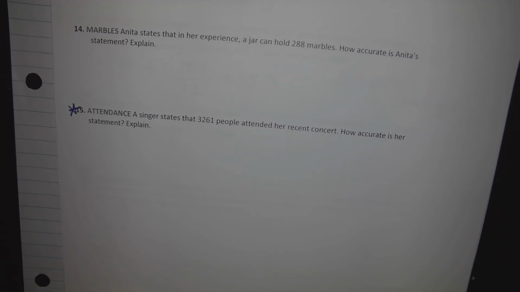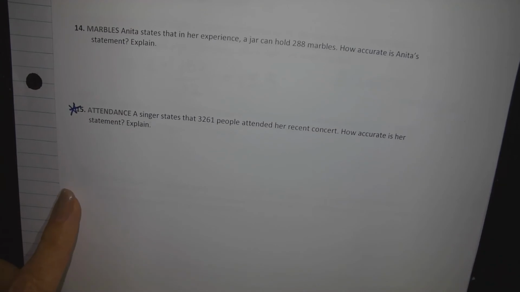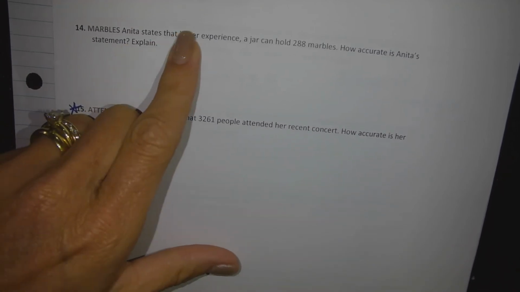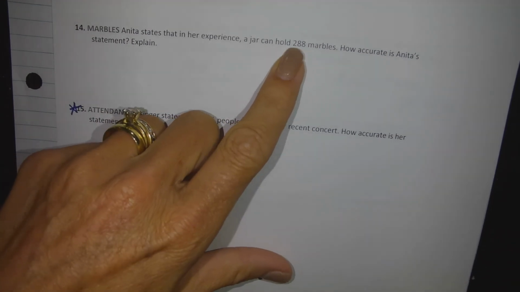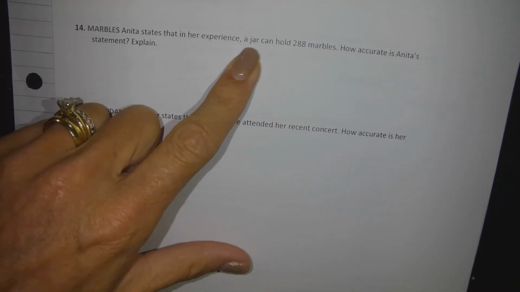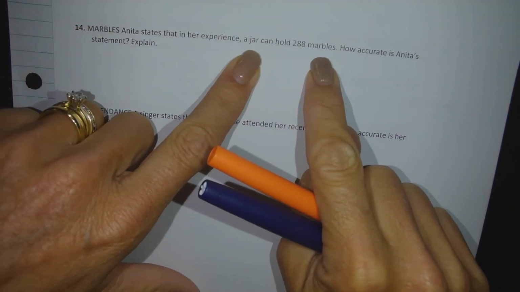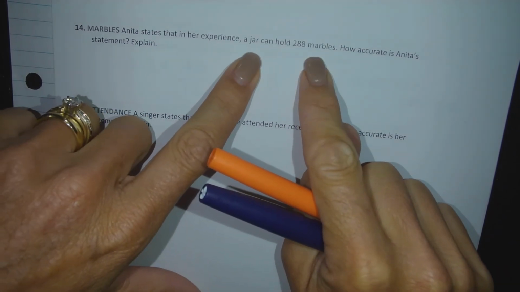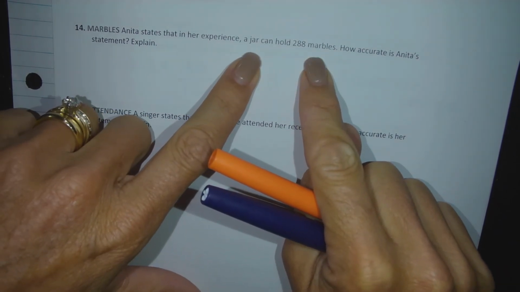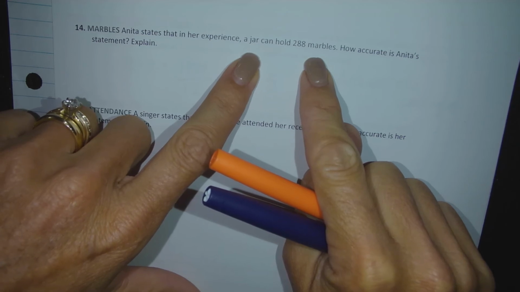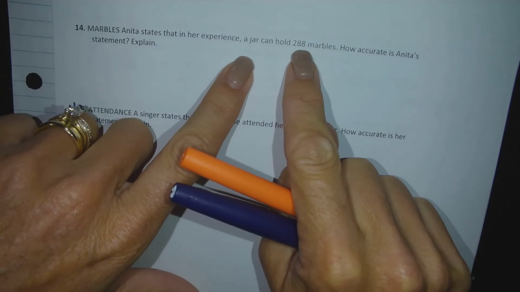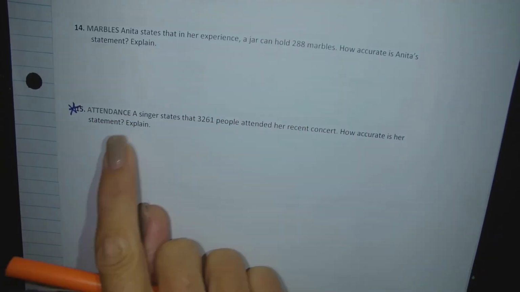Before you answer that, let's look at 14 real quick. We're not doing it. I just want you to read it. Anita states in her experience, a jar can hold 288 marbles. There's 2 problems with this one. What do you not know? A jar. It doesn't specify what kind of jar. How big is the jar? We don't know. How big are the marbles? We don't know. Okay. That should help you with your answer tonight. Do you see what I'm saying? Look at 15.